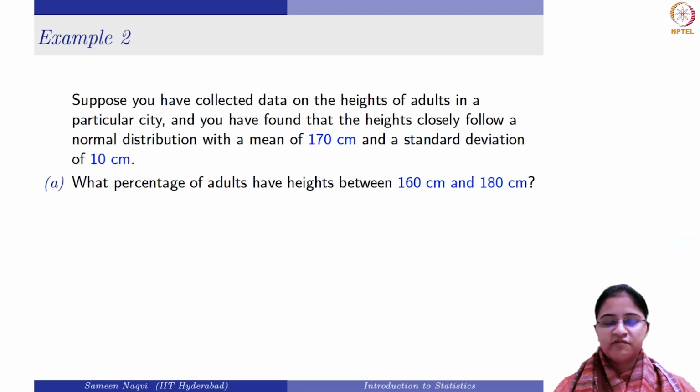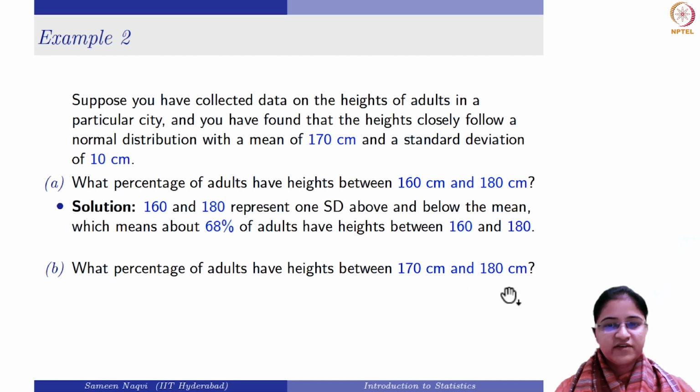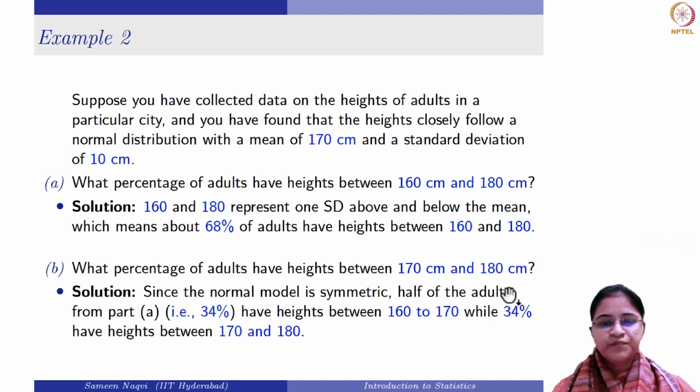What percentage of adults have heights between 160 and 180? We found that, since it is one standard deviation above and below the mean, it will be 68%. And if you want to find between 170 and 180, it will be half of the adults, so 34% would fall here. Between 160 and 170, and between 170 and 180, the 34% each would lie. So this is basically for those populations which are normally distributed. As you have already seen that the heights follow a normal distribution, that is why you were able to apply the standard rule of thumb.